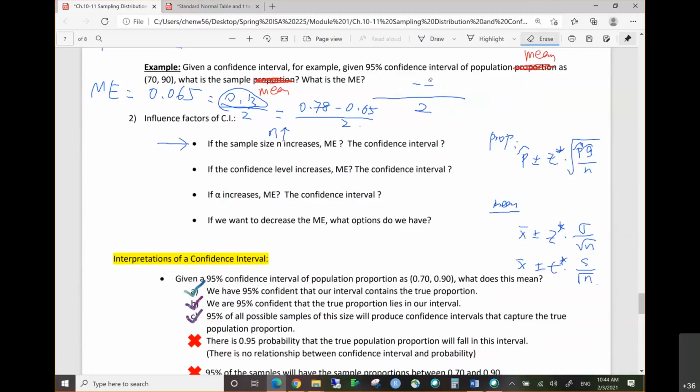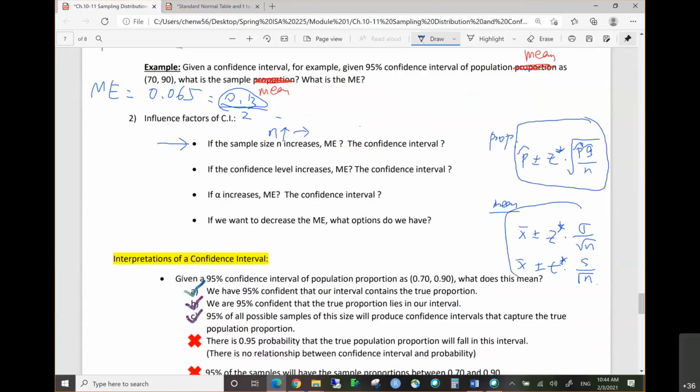It will decrease or increase? Anyone? Would it increase? It will increase. All right, why will it increase? Is it because your confidence interval decreases? Think about the formula here.